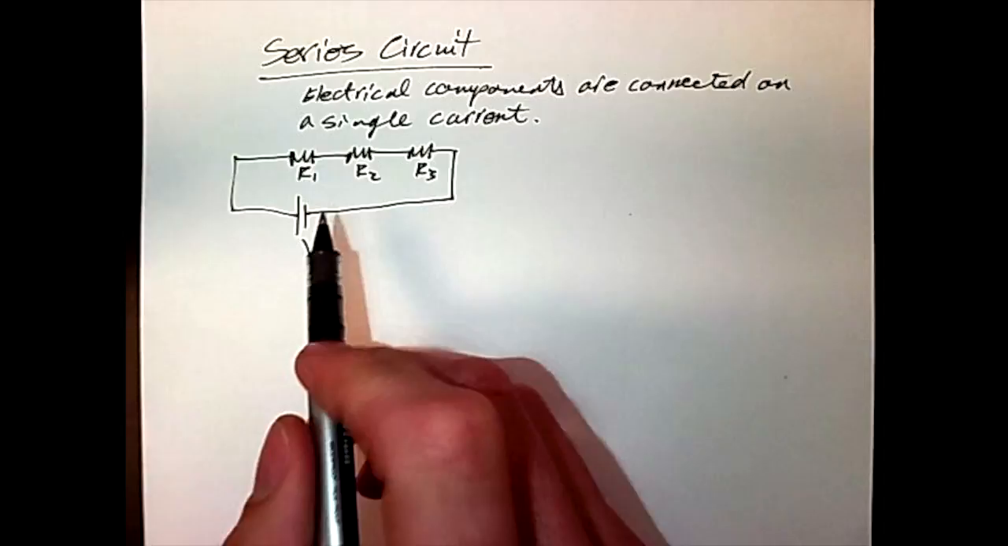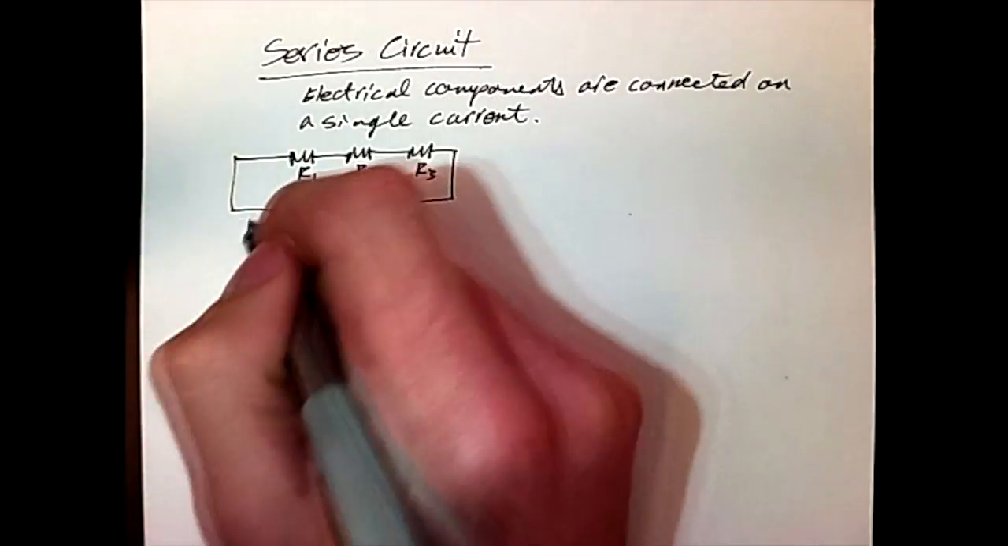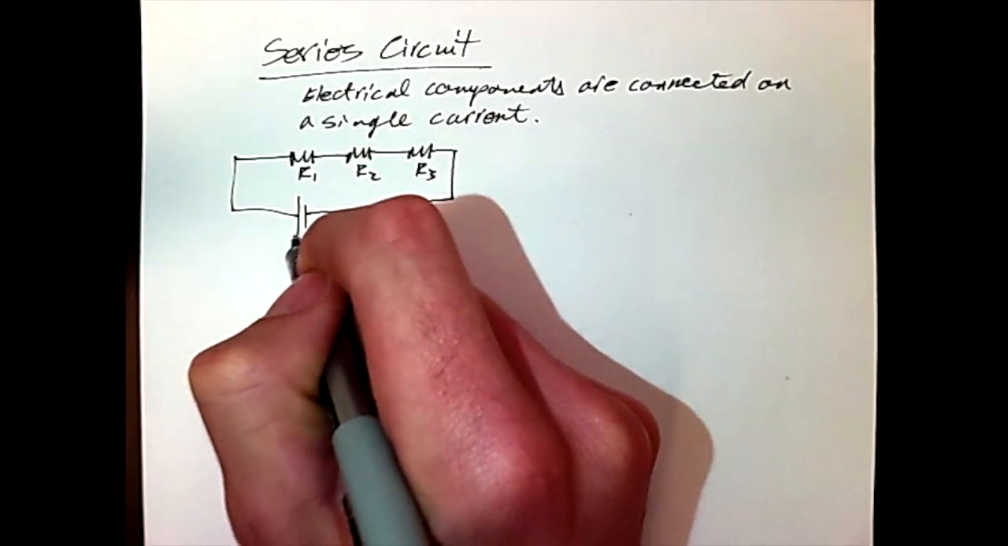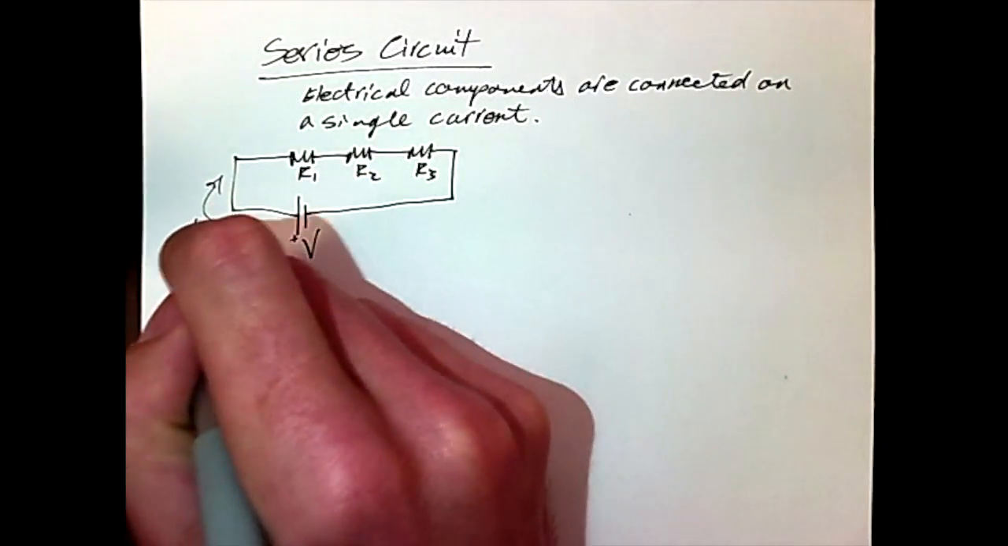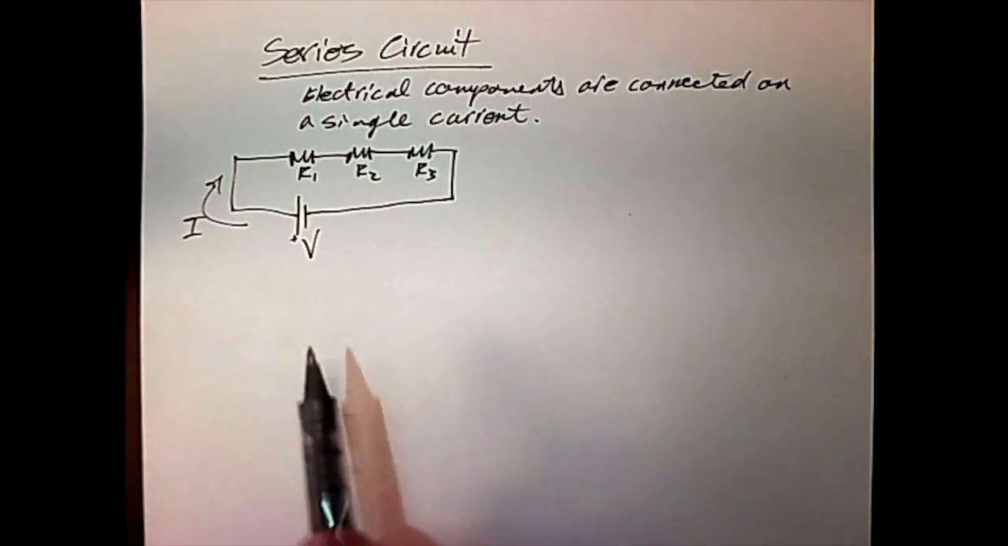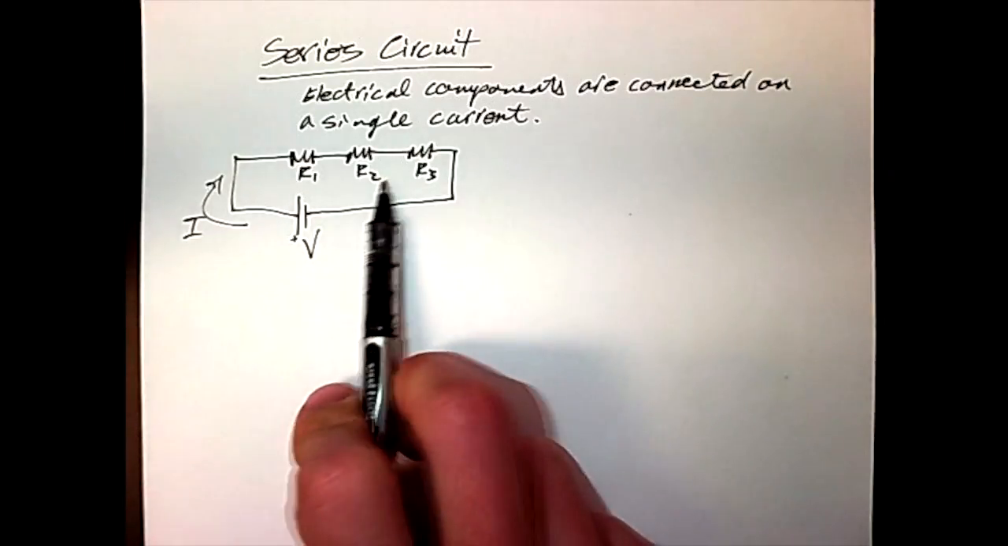So I have an example of a series circuit here where I have a potential difference due to a battery driving a current out of the positive terminal, which is labeled as the longer of the two, which would drive an I this direction around the circuit. And so I have three resistors built into the circuit, R1, R2, and R3.